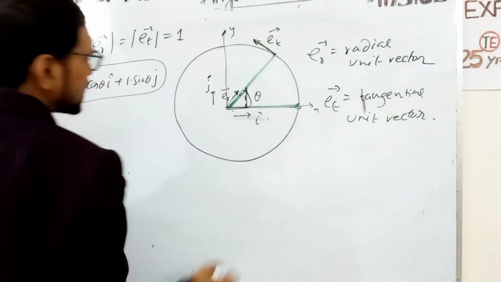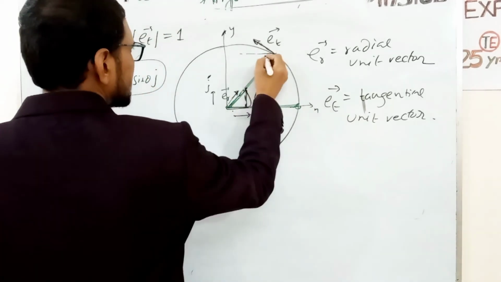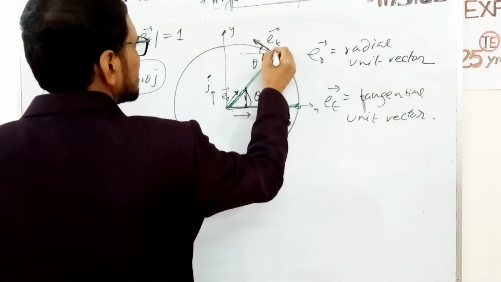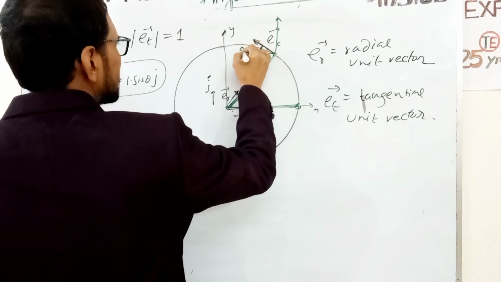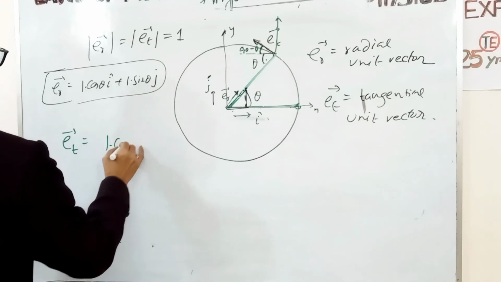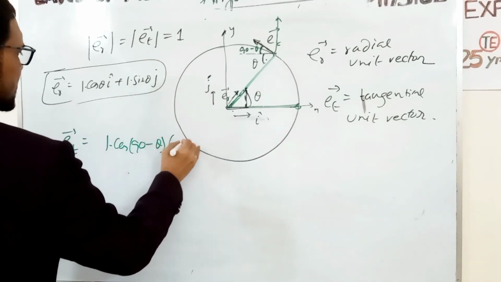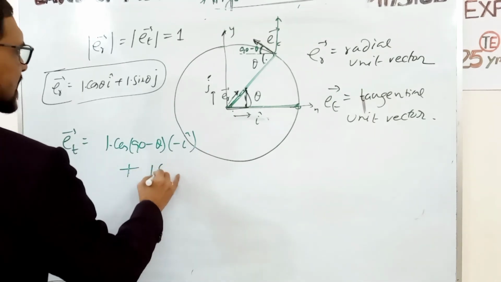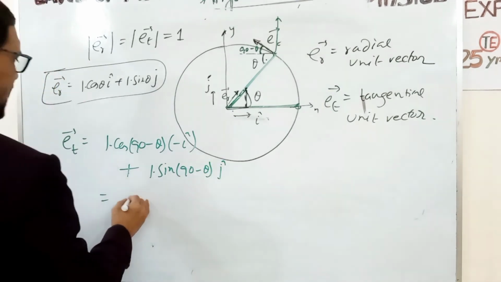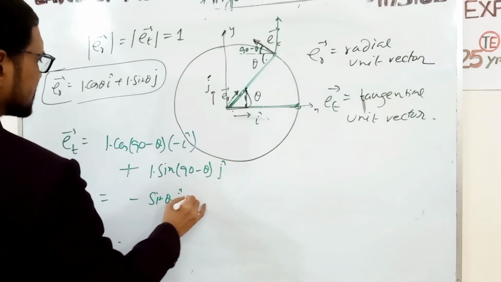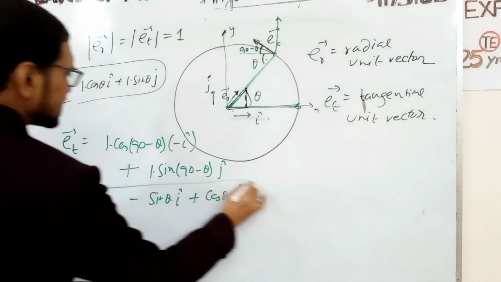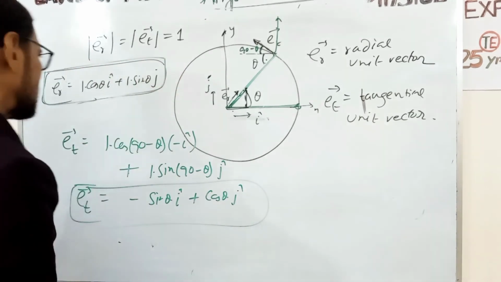And what is the tangential unit vector? This angle is theta, and this angle will be 90 minus theta. So et will be 1 cos of 90 minus theta with minus i plus 1 sin of 90 minus theta into the j vector, that is minus sin theta i plus cos theta j vector. So this is the tangential unit vector, and this is the radial unit vector.